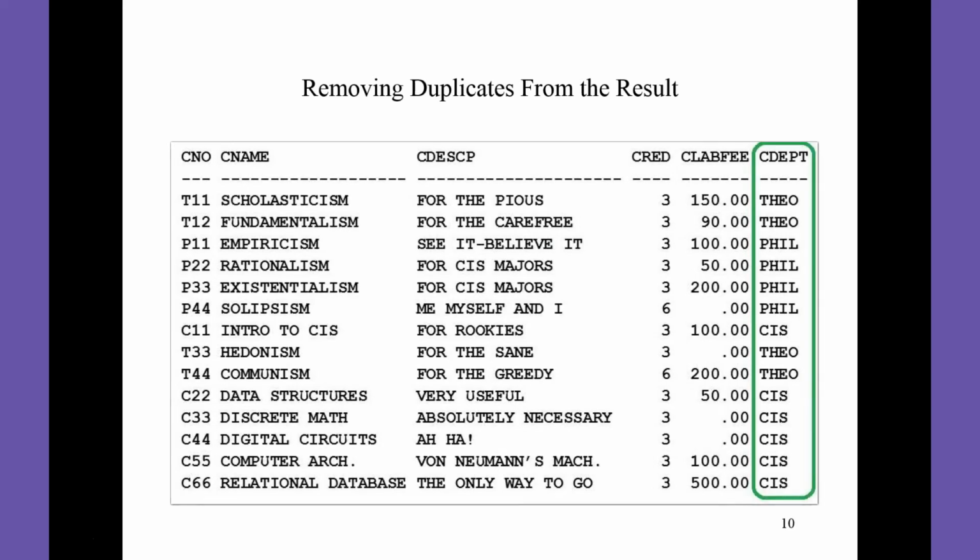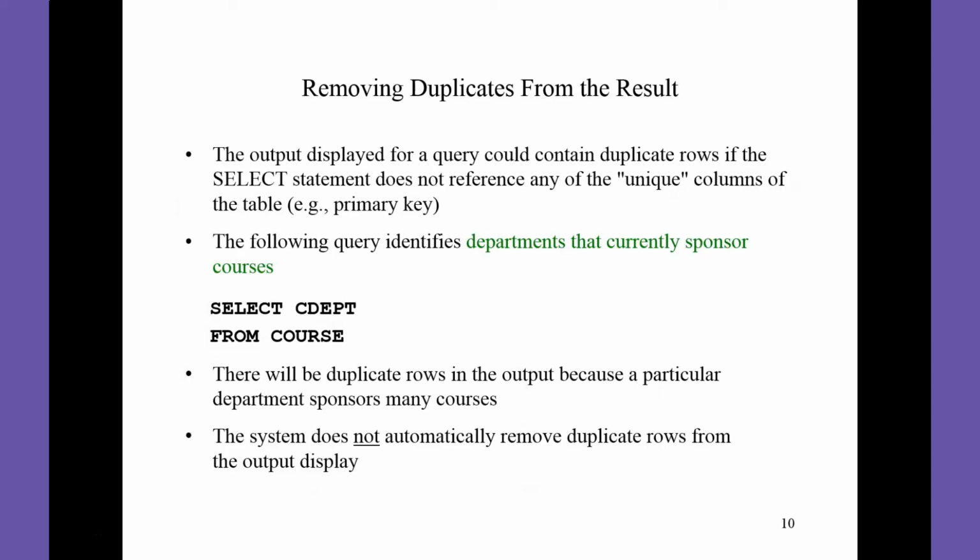Let's take a closer look at the course table and the output for this query. As we noted, there are many instances of the same value. The output will consist of 14 rows of just the one column C department. So how do we go about removing these duplicates? After all, if someone asked you which departments sponsor courses, you wouldn't want to respond and say philosophy, philosophy, philosophy, philosophy, and repeat the value of a department name as many times as there are courses.